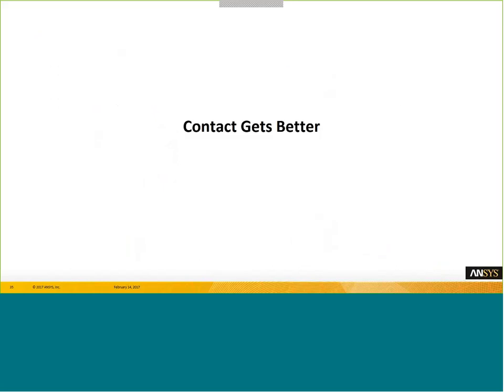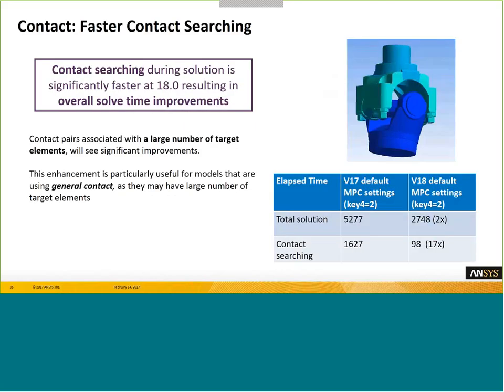So moving on now to contact, always a good topic for discussion. This is around contact searching, and this isn't contact detection. This is something that happens within the solver during an analysis. As the solution progresses, the solver needs to figure out where the contact is in the model and what's touching what. This searching process has been sped up, as you can see in the bottom table. If you look at the number at the bottom right, the actual searching part has been sped up by a factor of 17 on this particular example, and it's not a big example. This results in an overall solution time improvement of twice as fast.